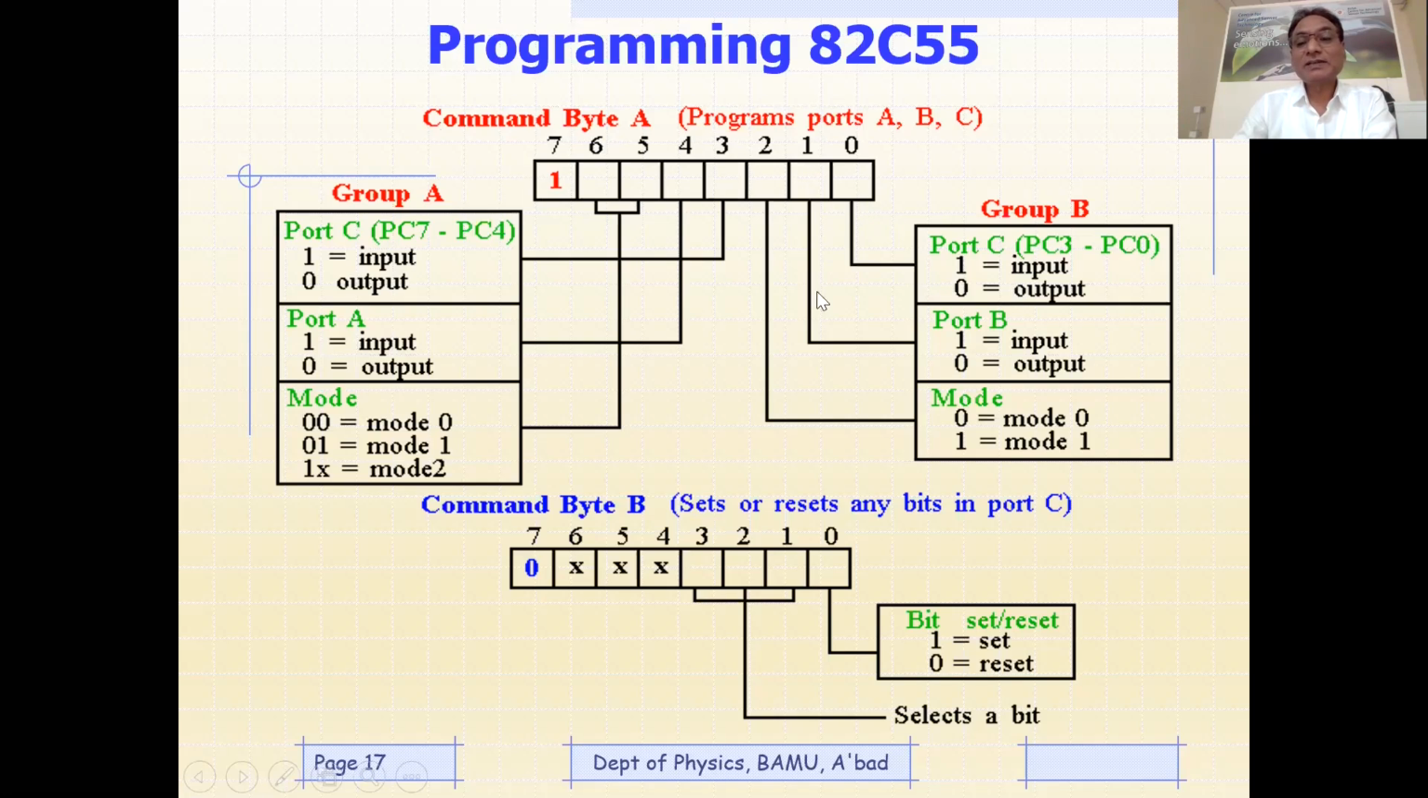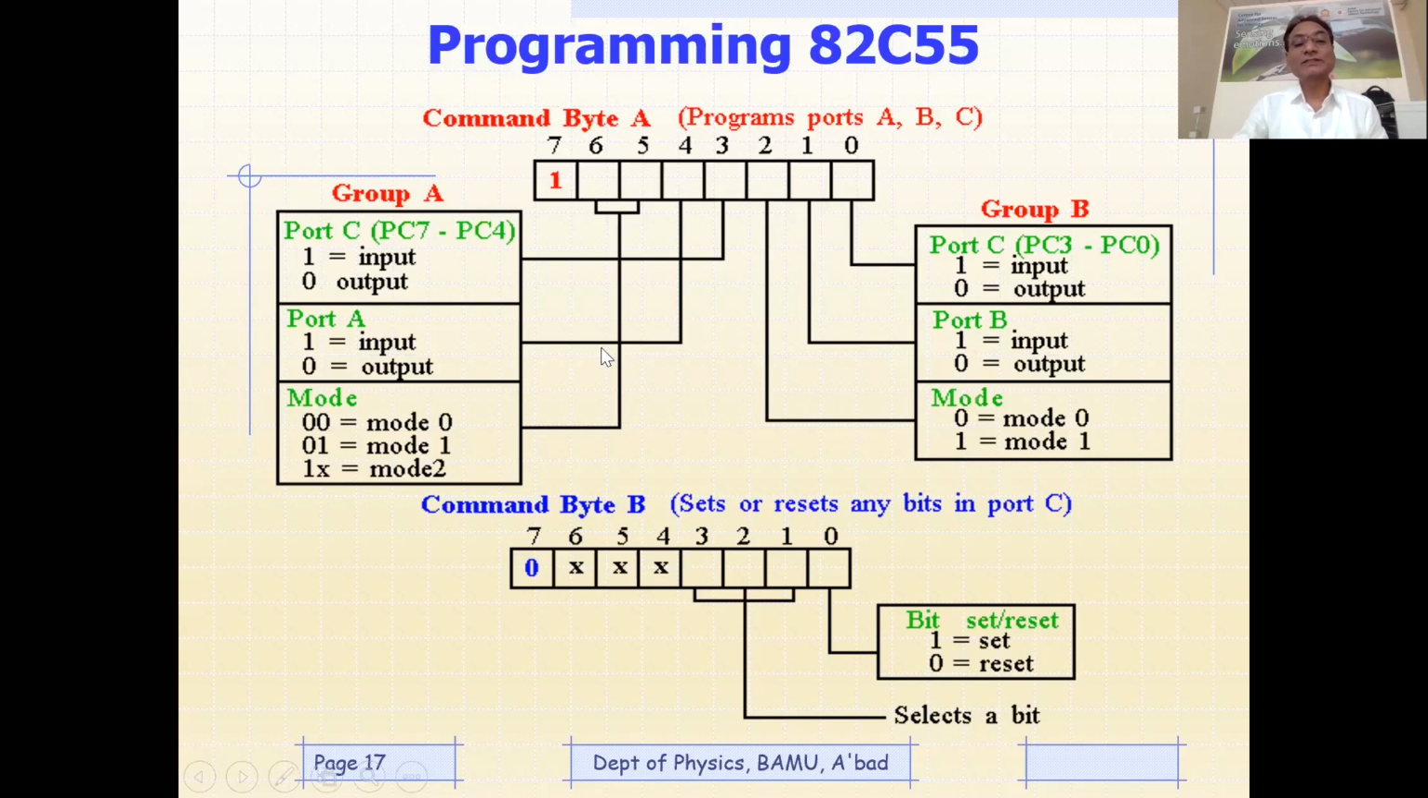The D1 bit would be responsible for configuring port B. If it is 1, port B is going to be input, and 0 means port B is going to be output. The second bit will be responsible for selecting mode. As I mentioned earlier, there are 3 modes, right? When it is 0, mode 0, and 1, mode 1. It means with this bit, we will be able to select only two modes, either mode 0 or mode 1. Mode 2 cannot be selected by using this.